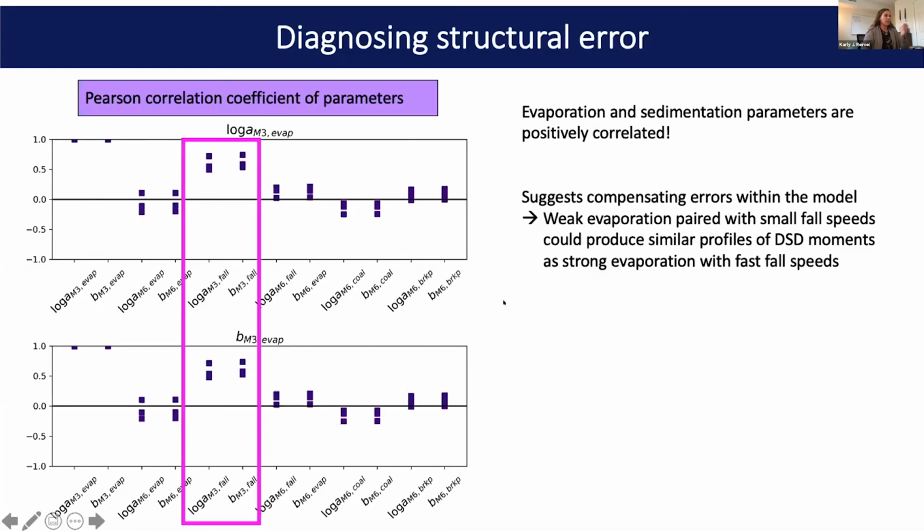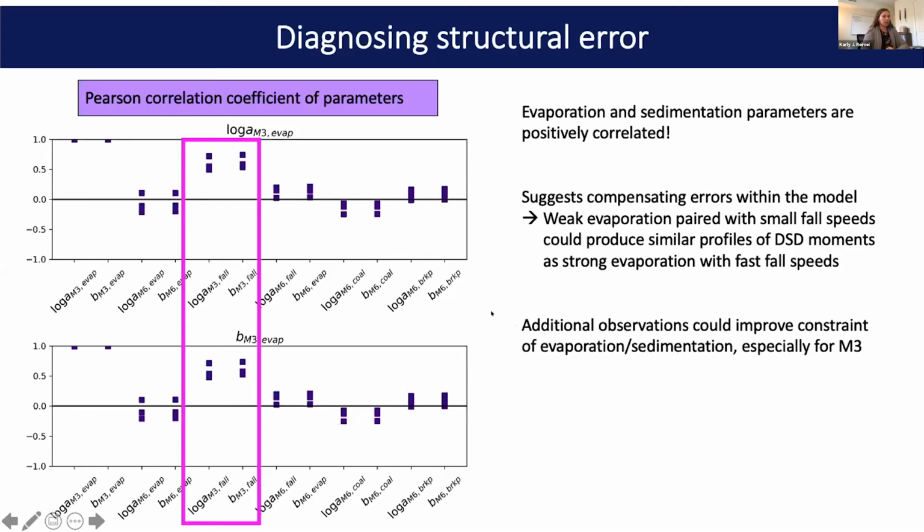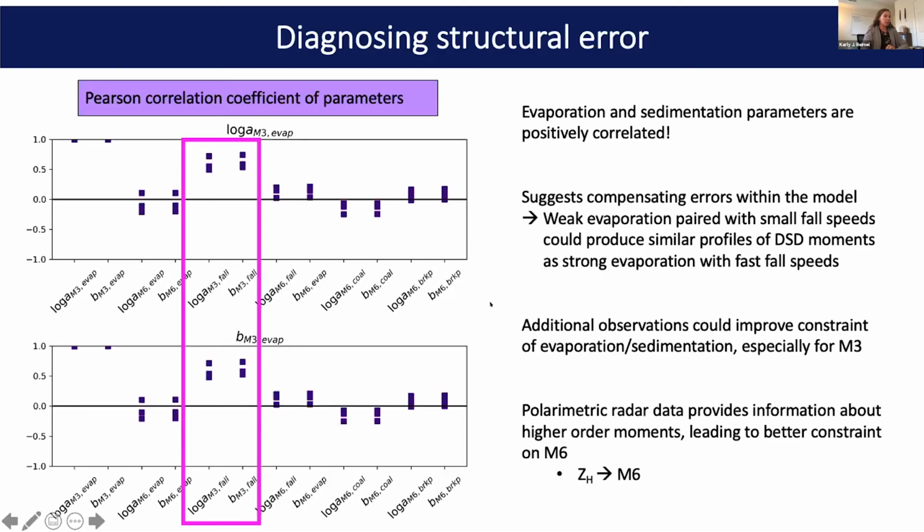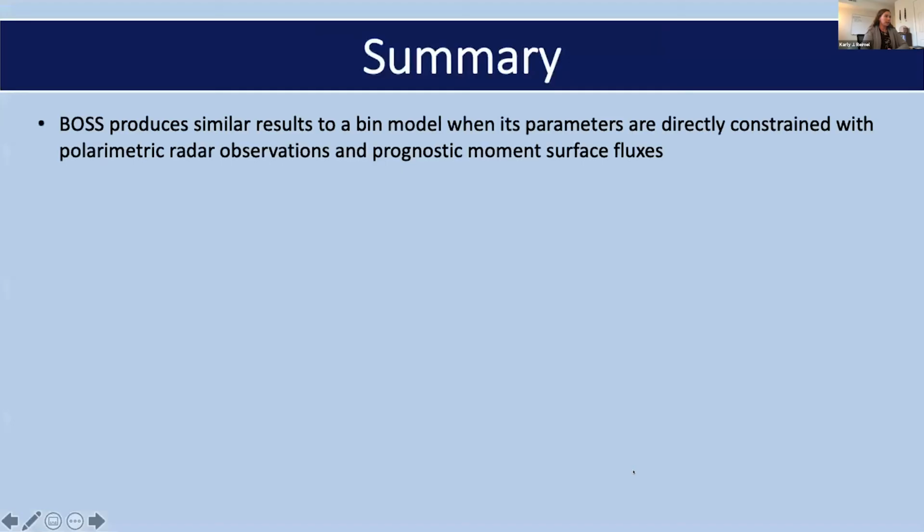We can think about this as being a case where maybe we see weak evaporation paired with small fall speeds, producing maybe a similar profile of DSD moments as a case with strong evaporation and fast fall speeds. So this is telling us that we need additional observations to improve our constraint on evaporation and sedimentation, especially in the case of M3, because as we saw previously, our constraint on the M6 parameters is a bit improved. And this makes sense because polarimetric radar data provides information about the higher order moments, just like ZH is proportional to M6.